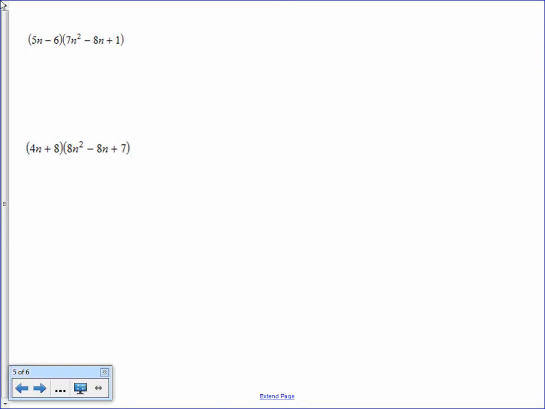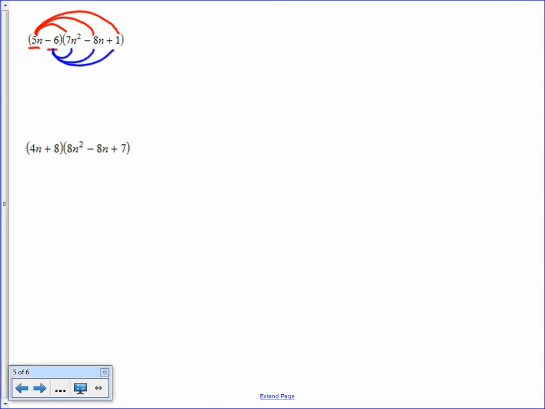So a few more lengthy problems. These look a little complicated, but they're really not too bad. Basically what you're going to do, and it's a lot like the foiling, is take the two terms in the first set of parentheses, the binomial, and distribute it to everything in the other one. That one's a trinomial since it has three terms. So you have to multiply that 5n through. You also need to multiply that negative 6 through.